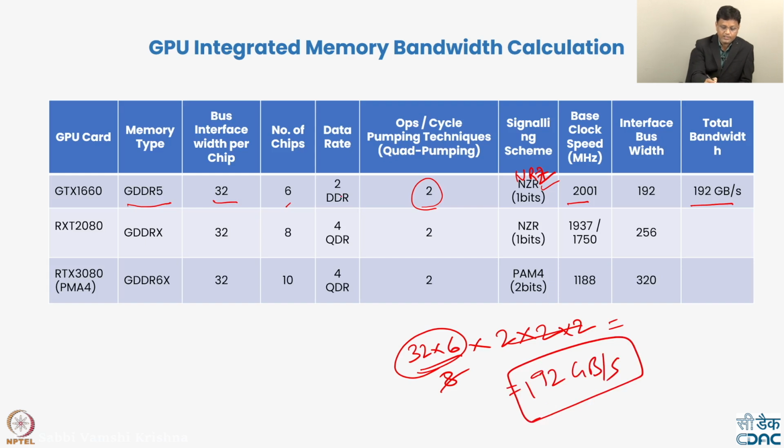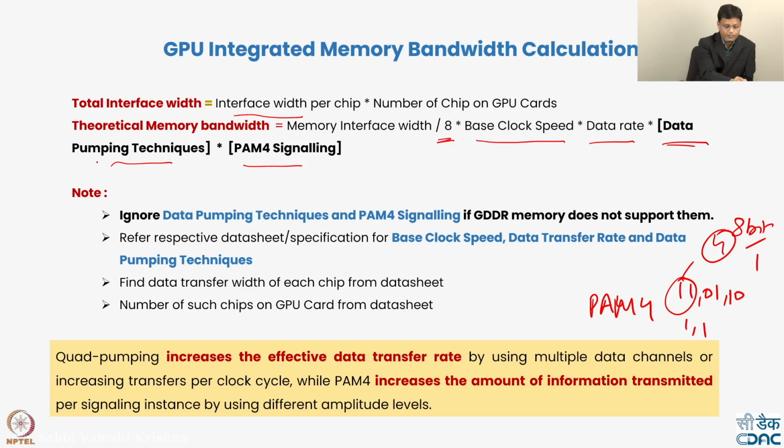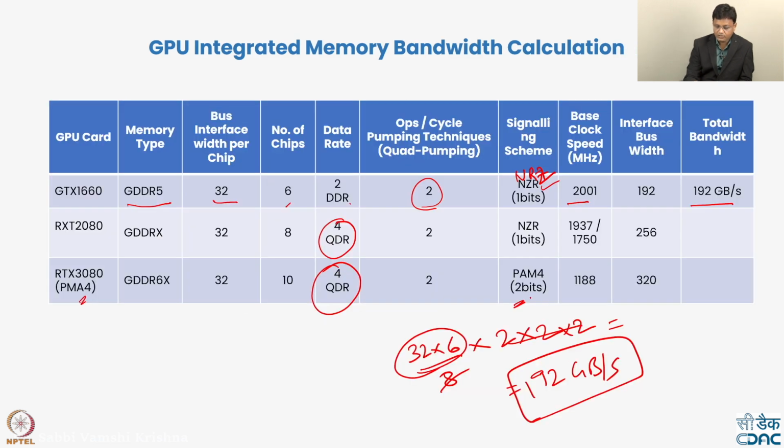But look here, for the data rate I have used only 2 for DDR, but when I use other cards like the RTX 2080 and RTX 3080, PAM4 signaling has also been used. In this scenario you have to check that it has used QDR, and because of PAM4 it transfers 2 bits. So again you have to go back to the formula and apply both the data pumping technique as well as the signaling technique. Because the signaling technique is mentioned as 2 bits, you have to multiply with the 2 bits and you will get your answers. You can do it yourself by applying the formula I discussed.